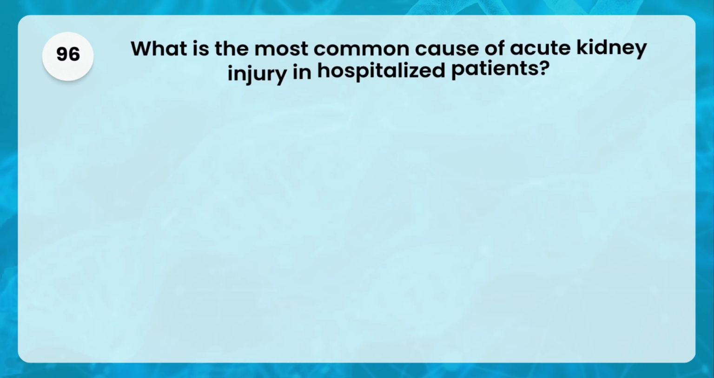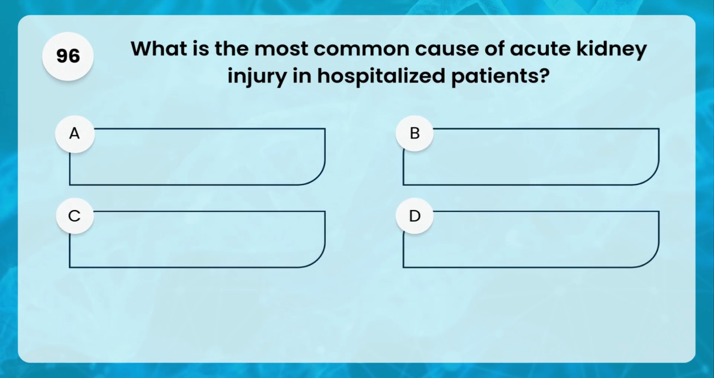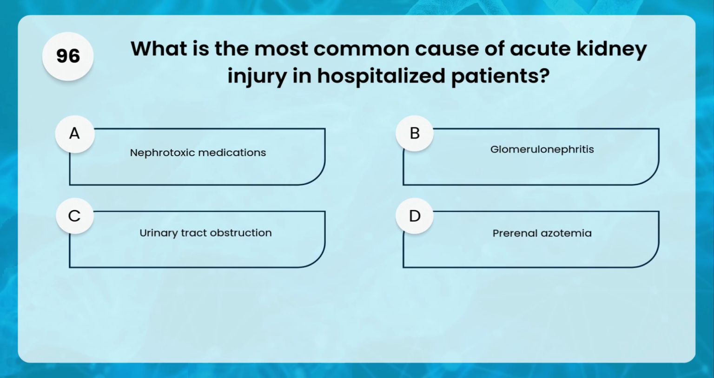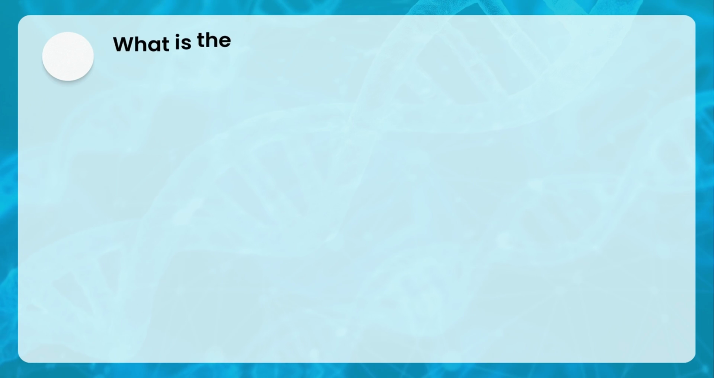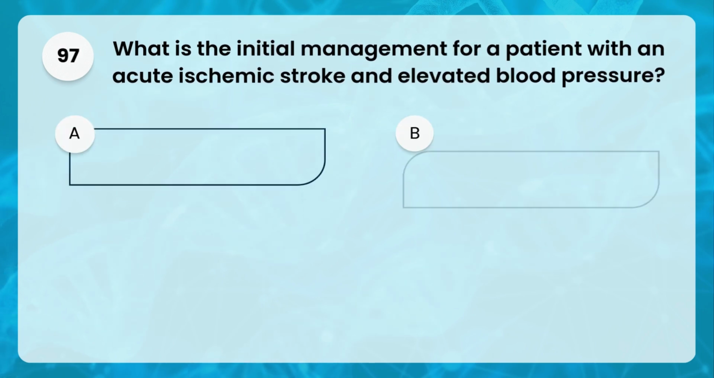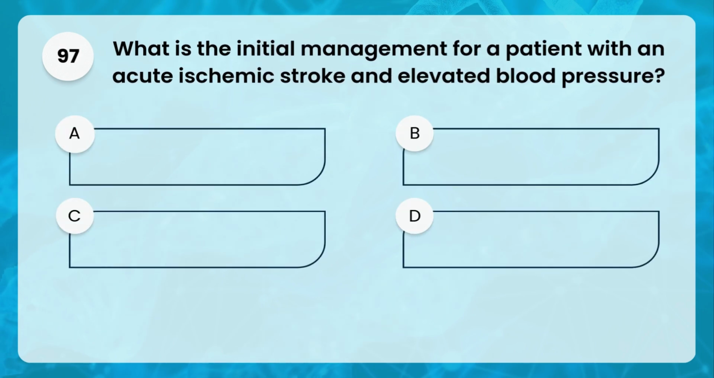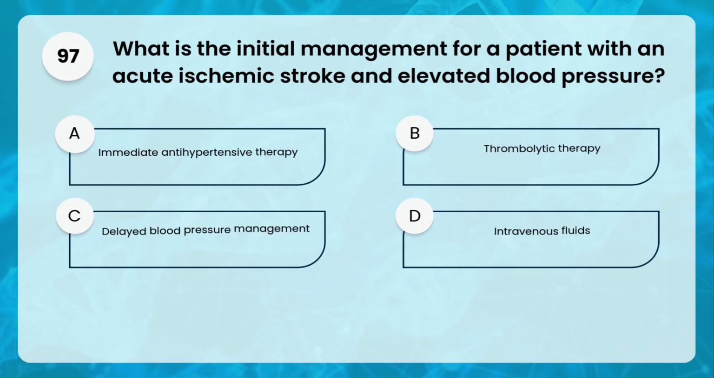96. What is the most common cause of acute kidney injury in hospitalized patients? A. Nephrotoxic medications. B. Glomerulonephritis. C. Urinary tract obstruction. Or D. Prerenal azotemia. The answer is D. Prerenal azotemia.